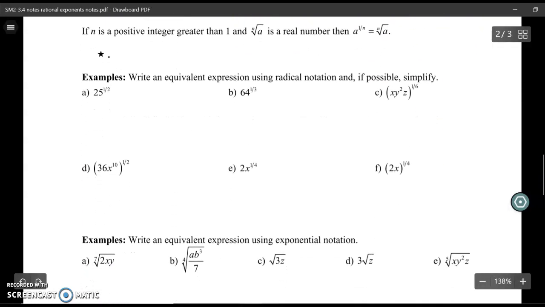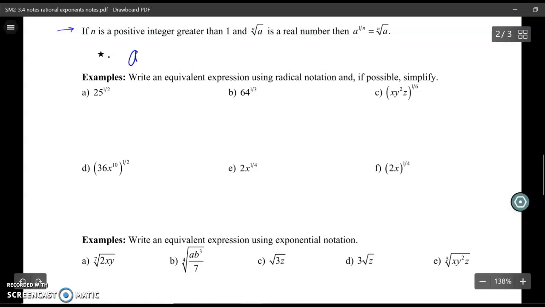Here's the next big thing we need to talk about. What we're going to be doing now is comparing radical expressions to exponents. So if you remember back at the beginning of this unit, we were talking mostly about exponents, and then we jumped into radicals. So here we're going to make the connection between the two ideas. So looking at this first sentence right here, if n is a positive integer greater than 1, then the nth root, so when n is the index of a, if it's a real number, then a to the 1 over n is equal to the nth root of a. So basically this is just telling us, here's the big takeaway.